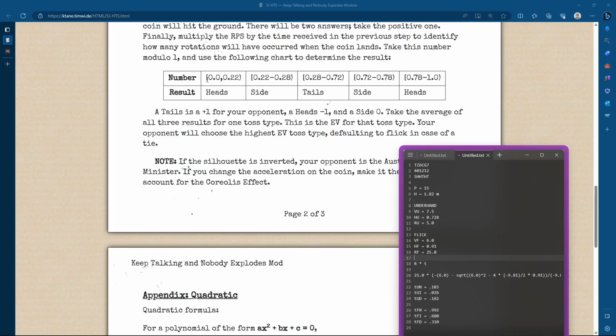So any number between 0 and 0.22, 22 being non-included. So from 0.0 to 0.2199999, whatever, that would be a heads. And we notice all of these were heads.